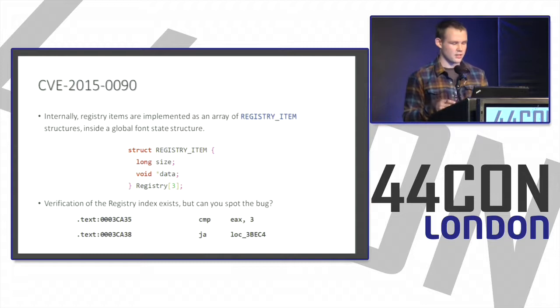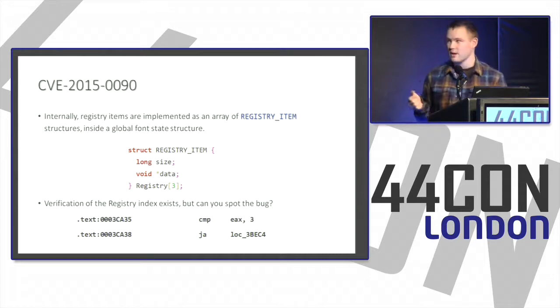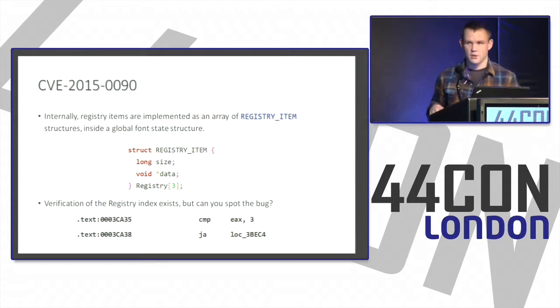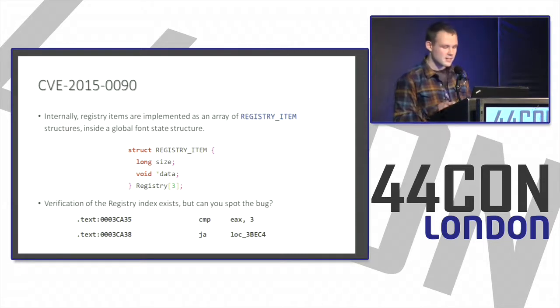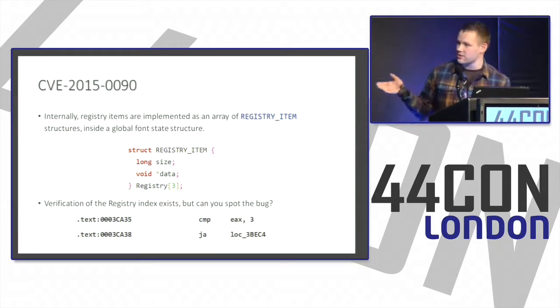So internally in ATMFD, the registry items are implemented as an array of registry item structures. This is my name. I don't know what it's called internally. It's just the length of the structure or the data buffer and then a pointer to it. And even though the kernel tried to verify the index, as you can see here, there was a comparison over the index.